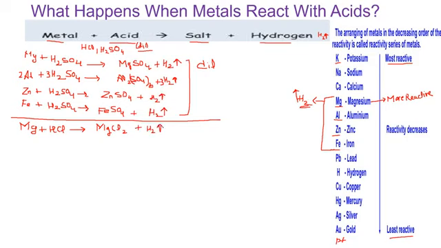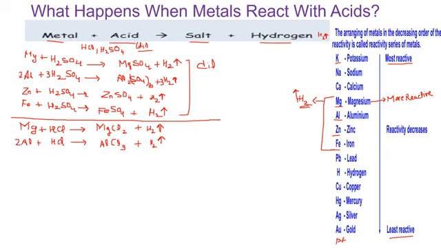Then comes aluminium, Al, plus HCl. What will form? Al. Aluminium has 3 valency, so that valency 3 will go to Cl. Chloride has 1 valency, so I am going to write aluminium as it is. Then H2, hydrogen gas is evolved. We have to balance this equation.